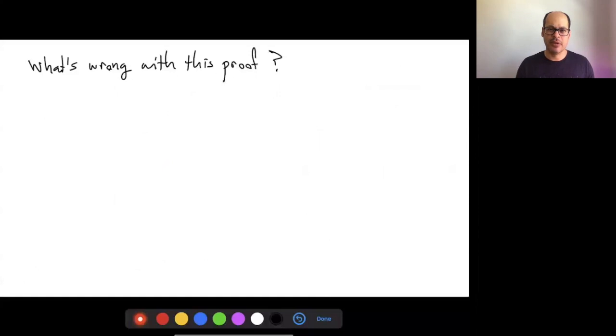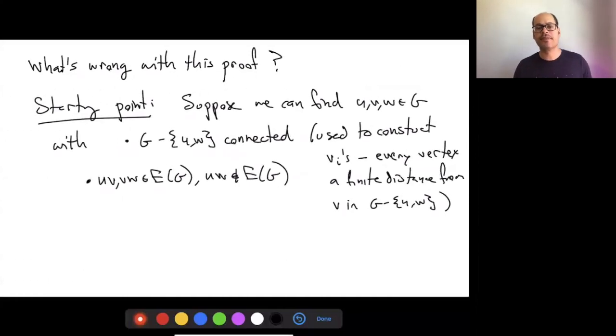But are we done? What's wrong with this proof? Well, just the starting point. Why is it that we were able to assume that we could find these U, V, and W as stated, such that you remove two of them and you're still connected, and such that these are connected and these ones aren't? Why could we have assumed that?